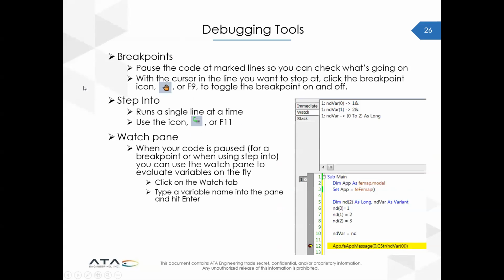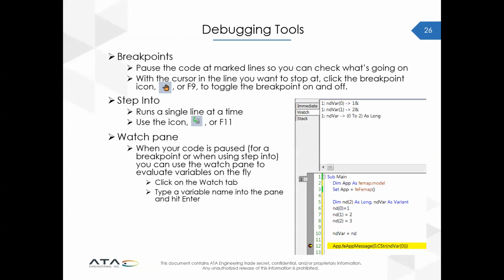The other thing you might use is step into. Instead of playing the entire API like we've been doing, this would play it line by line. It would run a line, pause, and then you push the icon or F11 again, and it runs the next line and pauses. So you can just step through your code and see what's happening.